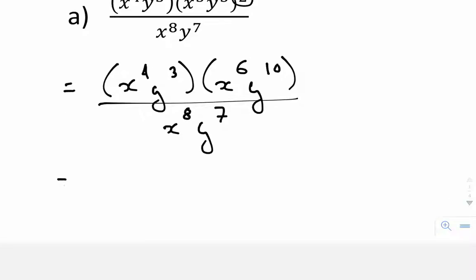In my next line of work, I'm going to combine the numerator together. So what I do is I add the exponents with the common base. So 4 and 6 gives me 10. And then 3 and 10 gives me 13. And that's all over x to the exponent 8 times y to the exponent 7.